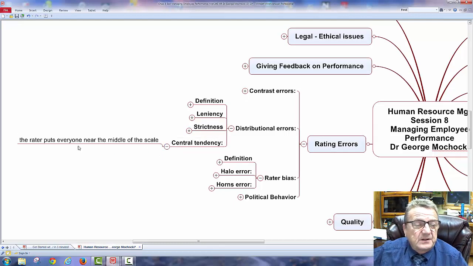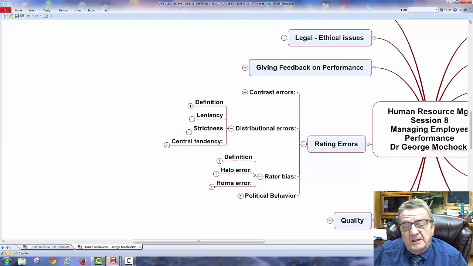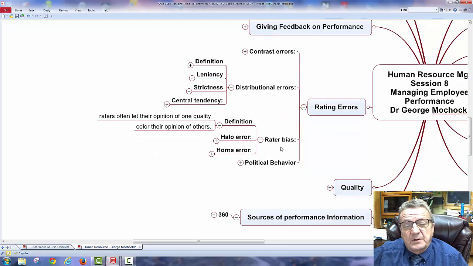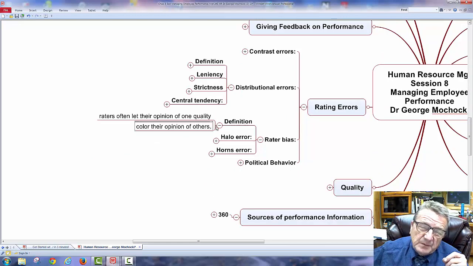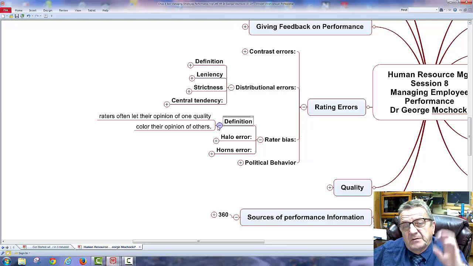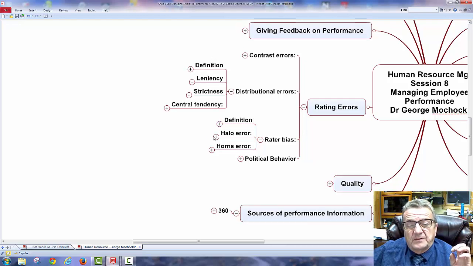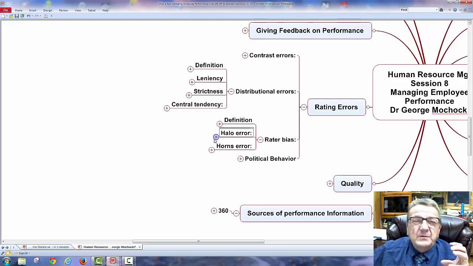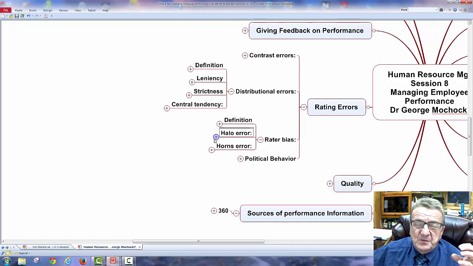Okay, and then central tendency puts everyone in the middle. Now you have the other one, the halo effect. This is the definition: the rater bias often lets their opinion of one quality, remember, something about the person I like, he's real personable, and I rate him high on everything else, and he's really terrible on everything else. When a bias is in a favorable direction, this can mistakenly tell employees they don't need to improve in any area. Remember, we all need improvement. Someplace we need some kind of improvement.